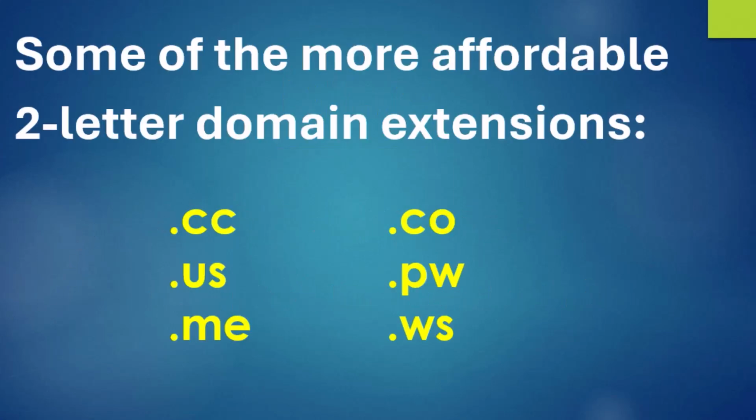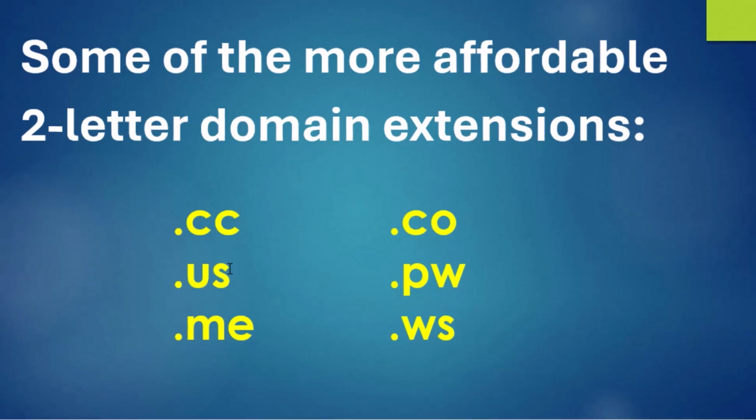There are actually many 2-letter domain extensions like .li in Bitly, but some of the ones that I've found to be the most affordable are .cc, .us, .me, .co, .pw, .ws. Again, there's no limitations to this. You can use any, but I'm just giving you a tip here to let you know these are some of the more affordable ones available. At the time that I'm making this demonstration, .cc and .us happen to be extremely affordable, and some registrars like GoDaddy have been offering very nice introductory prices on those as well.